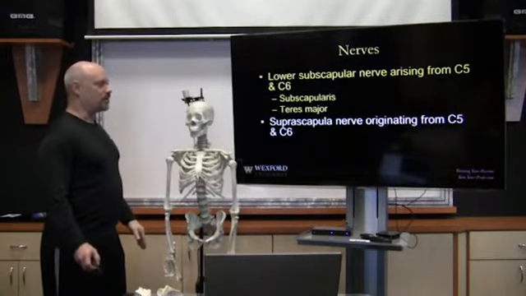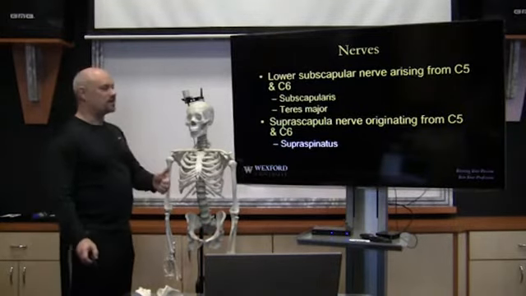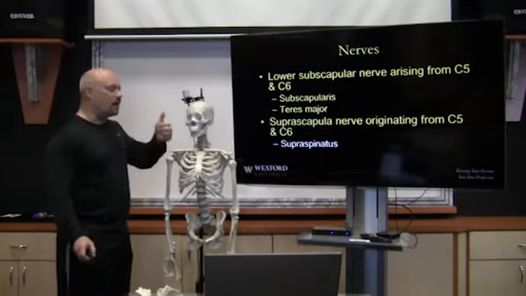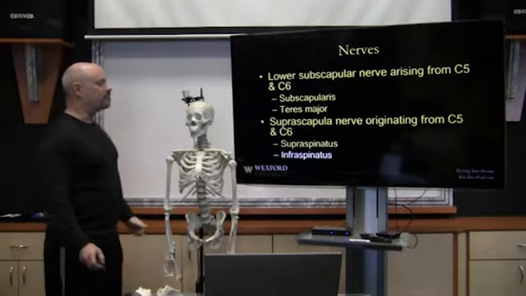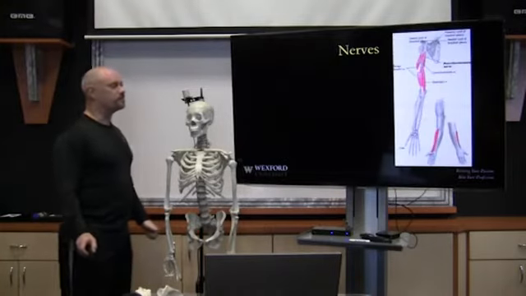And the suprascapular nerve originating from C5 and C6, which supplies the supraspinatus, supra meaning above or up, and also the infraspinatus as well. Both are rotator cuff muscles.